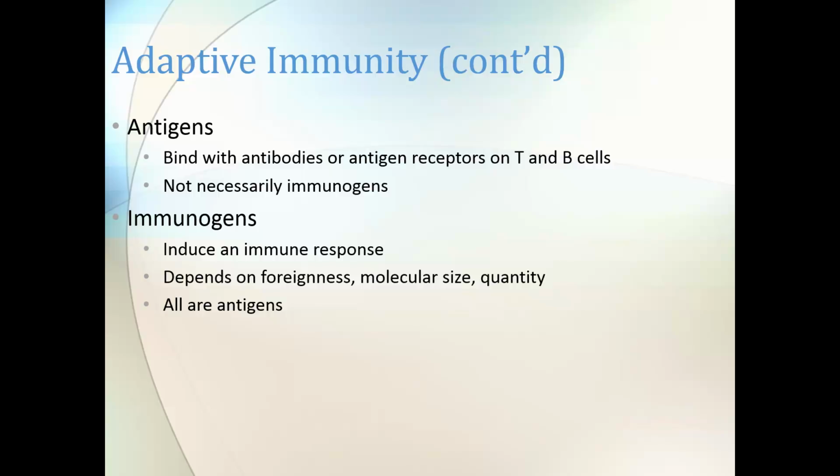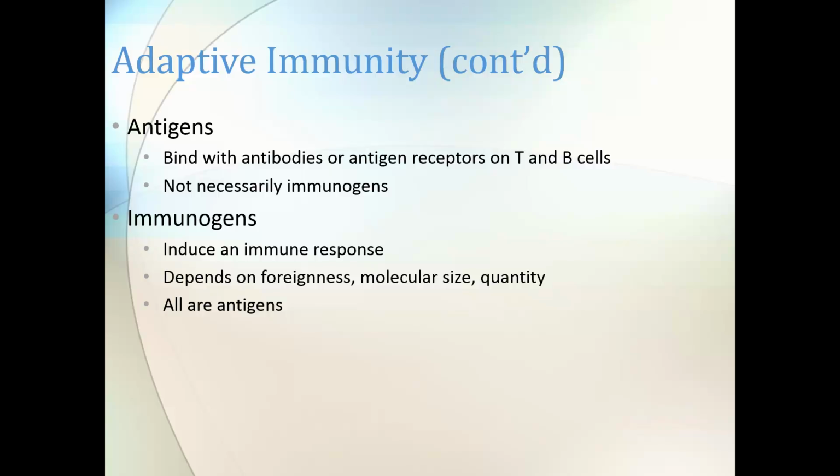Why? I'll say that again. Immunogens induce an immune response, and they're all considered to be antigens. But antigens aren't necessarily immunogens. Why? They can detect self and non-self. So okay. Cells can detect other cells. Okay, good. That's very true.